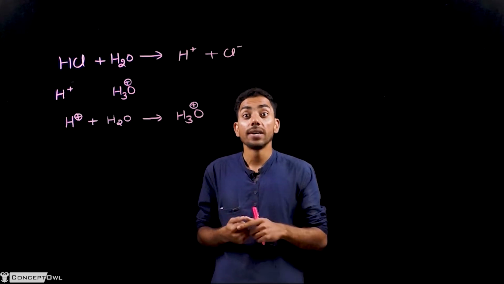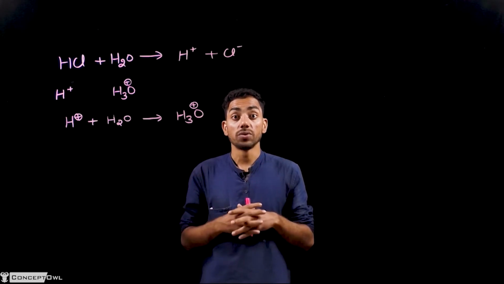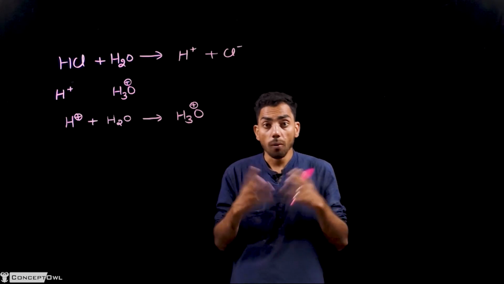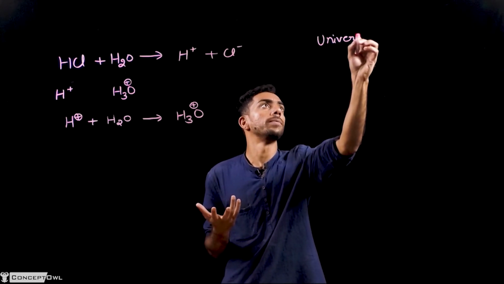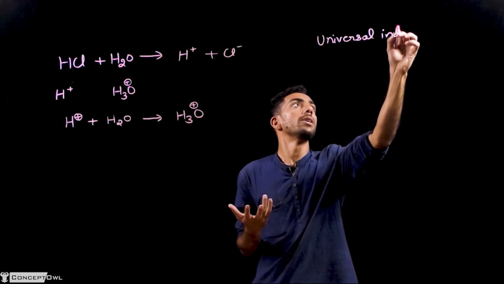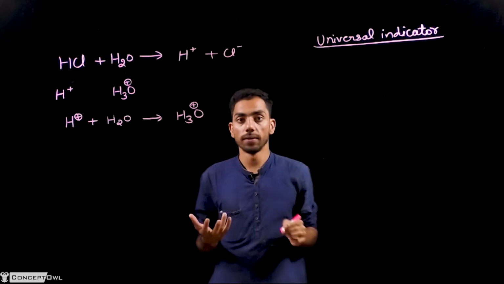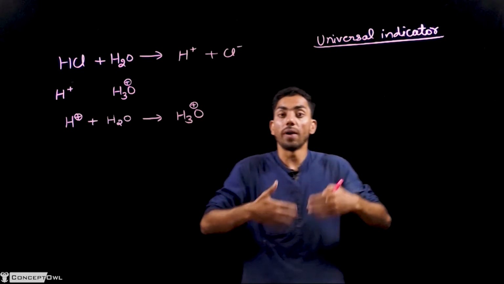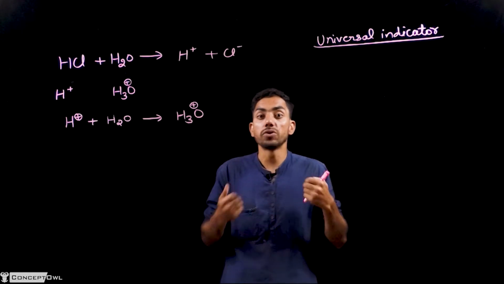So there is a substance that is known as universal indicator. What is universal indicator? Universal indicators show different colors at different H positive ion concentrations, or for different amounts of H positive ion.